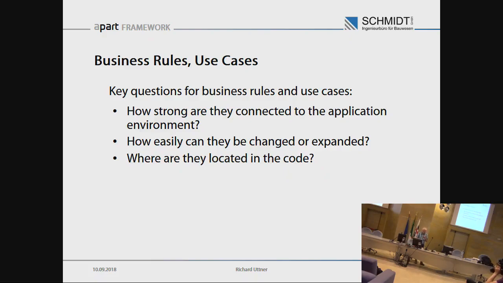So if you do something like that, looking for business rules and use cases in existing code, there are some key questions arising. First, maybe how strong are these rules and use cases connected to the application environment? Can you isolate them somehow? Next question is, how easily can they be changed or expanded? And the most direct question in this case is, where are they located in the code?